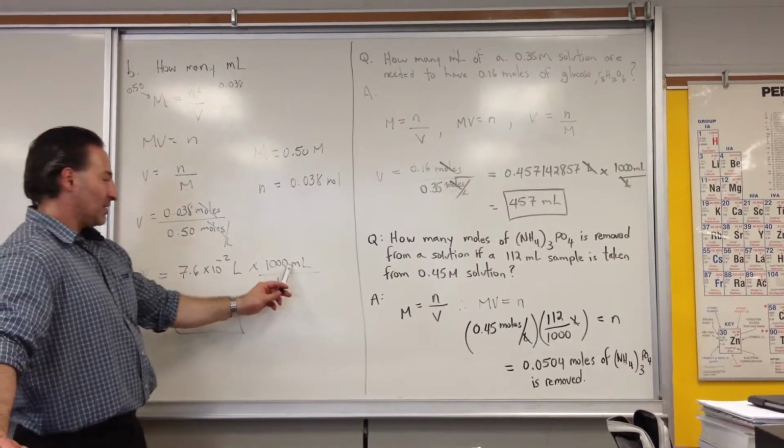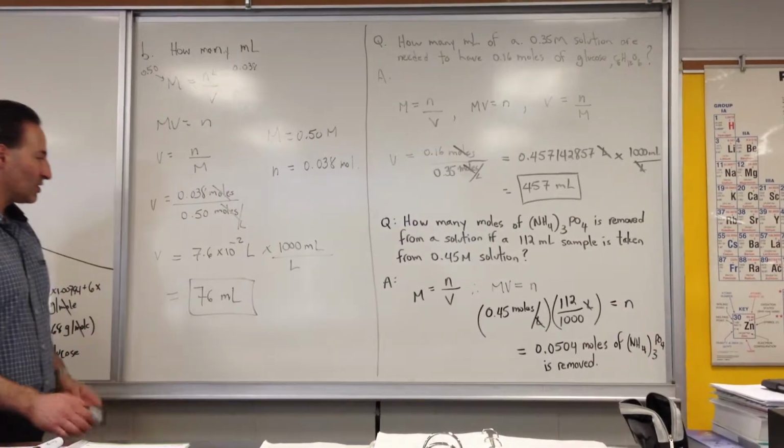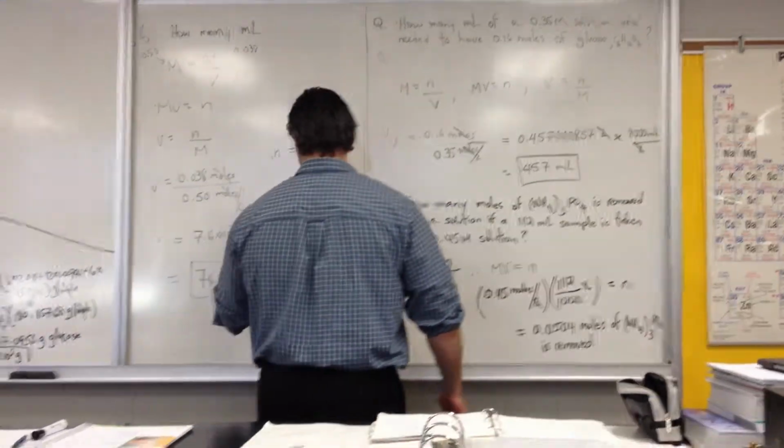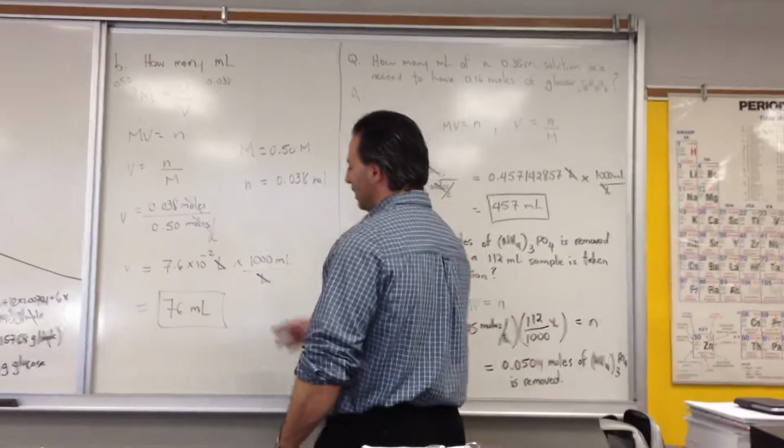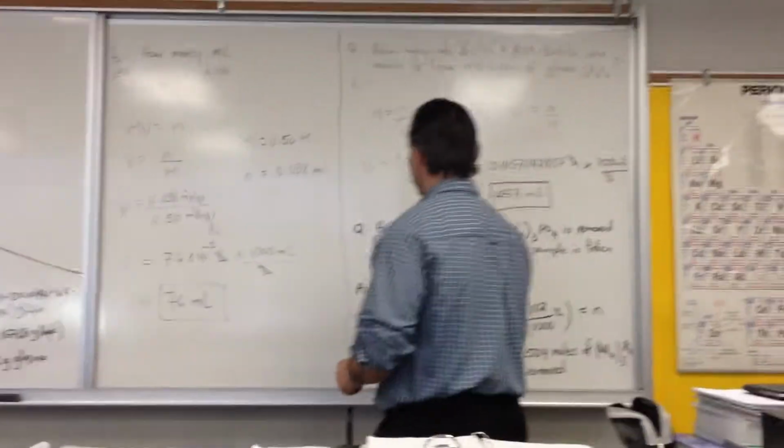I then multiplied by 1,000 to convert liters into milliliters. Notice how that conversion factor allows us to cancel liters. Our final answer is 76 milliliters.